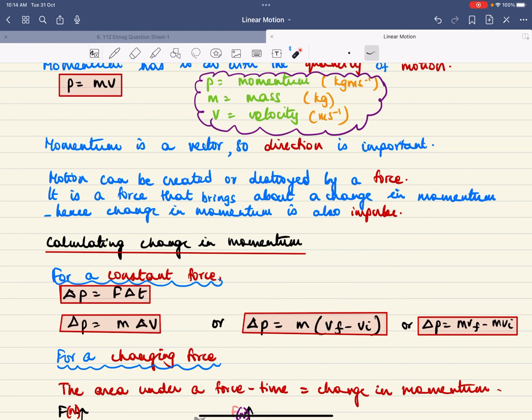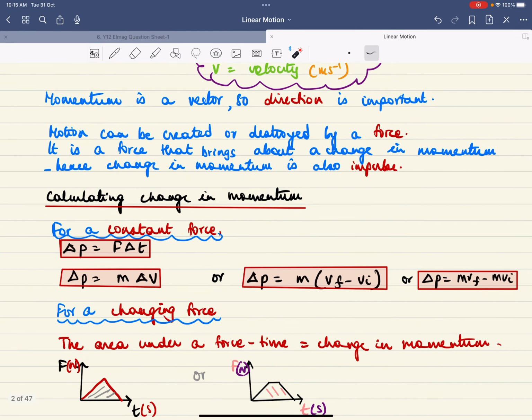If the force is constant, we can use the change in momentum as F times delta t, and also you can use delta p is m times delta v, and if you expand this delta v, which stands for change in speed, you can also write it in these two forms.